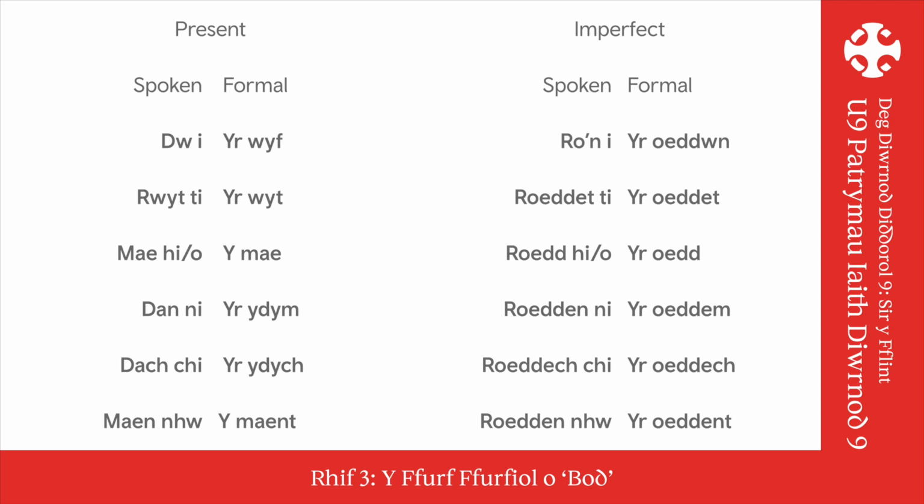Ro'n i, yr oeddwn. Roeddet ti, roeddet. Roedd hi, roedd o, oedd. Roedden ni, roeddem. Roeddech chi, roeddech. Roedden nhw, roeddent.